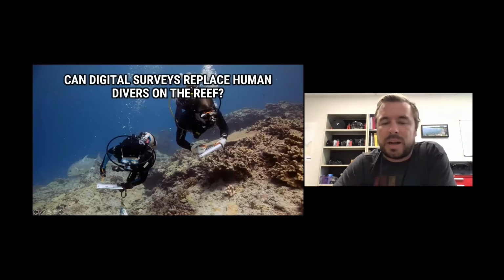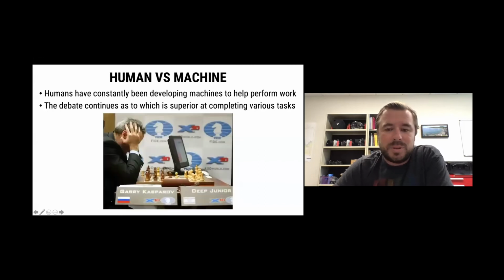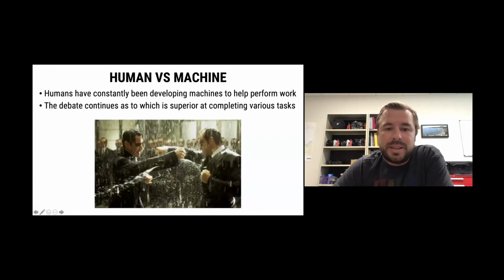Okay, so the last one I want to talk about was a recent study wondering, can digital surveys have the capacity to replace human divers on the reefs themselves? We've always been wondering, are humans better than machines? The debate has gone on and on about which is superior for various tasks. Computer scientists love to get into this. We've been fascinated with it in chess games, putting the world's top players up against computers. Obviously, Neo versus the Matrix is one of the greatest situations of human versus machine in our time.